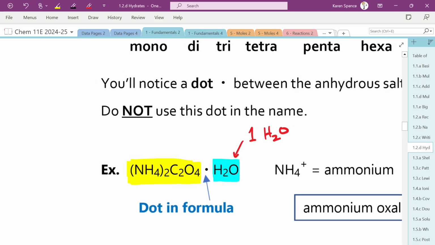So this tells me I've got 1 water. And when we go to name it, we then need to be able to say, how do I tell you that there's 1 of them in the name? Can you guess? Mono. So we're going to again use those prefixes, mono, di. What comes next? Tell your partner what comes next. See if you can fill them out before I write them down.